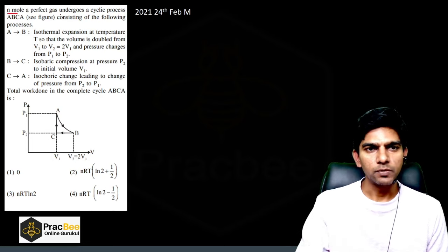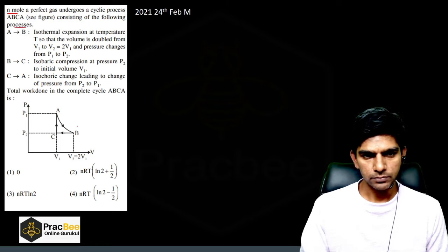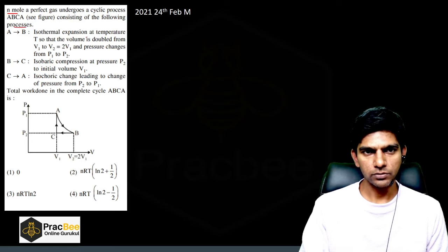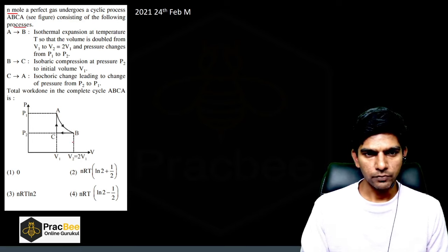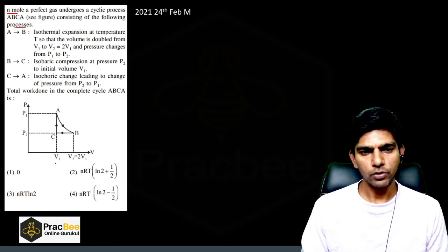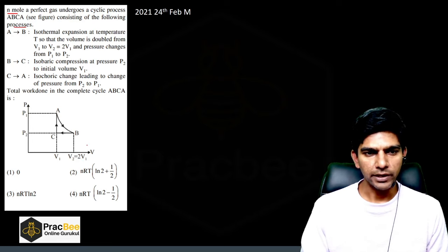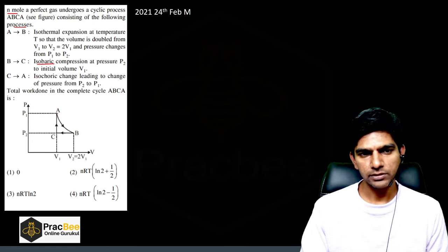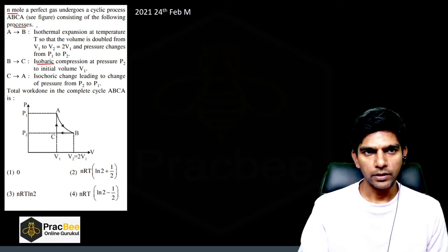We are given n moles of a perfect gas that undergoes a cyclic process A, B, C, A, consisting of the following processes. From A to B, there is an isothermal process where volume is increasing from V1 to 2V1. And then from B to C, we have an isobaric process where volume is decreasing from 2V1 to V1. And then there is an isochoric process, C to A, where pressure is increasing from P2 to P1. Now we need to find the total work done in the cyclic process. And we are given n moles.